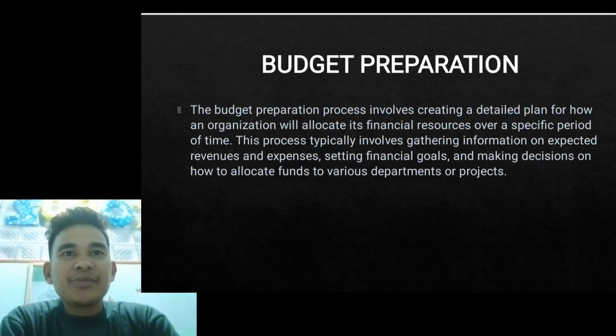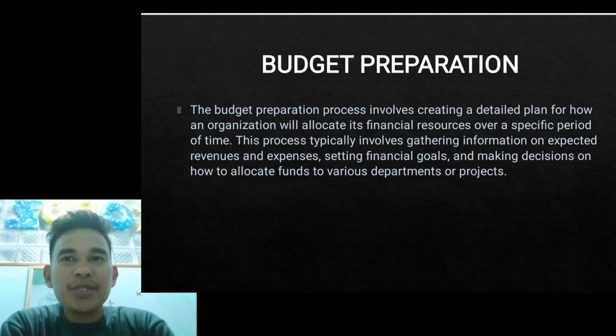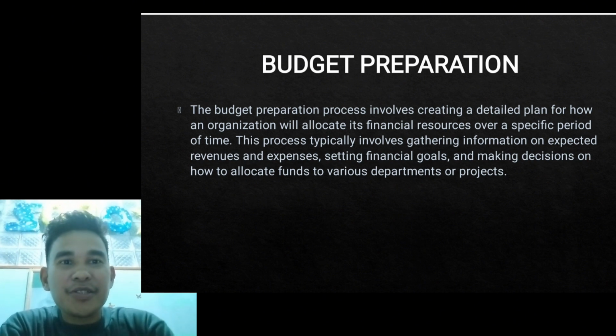The budget preparation process involves creating a detailed plan for how an organization will allocate its financial resources over a specific period of time. This process typically involves gathering information on expected revenues and expenses, setting financial goals, and making decisions on how to allocate funds to various departments or projects.